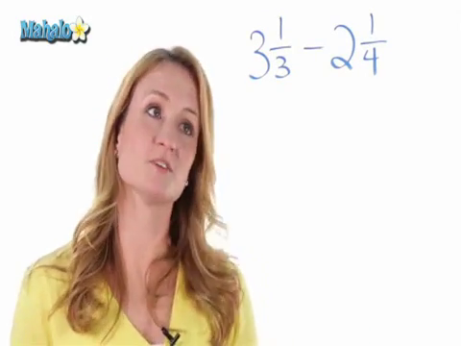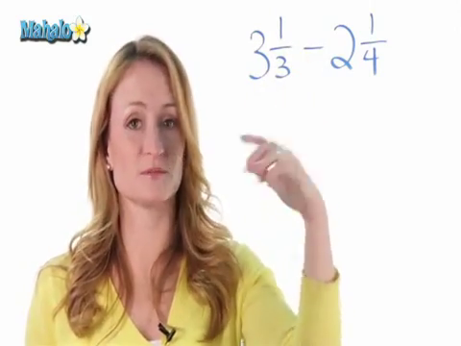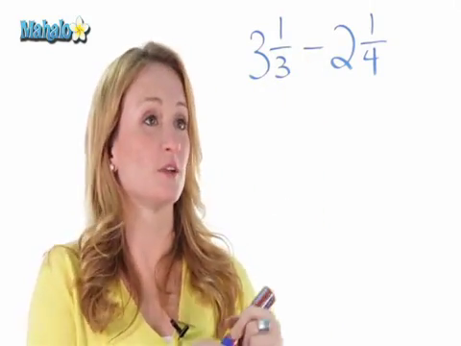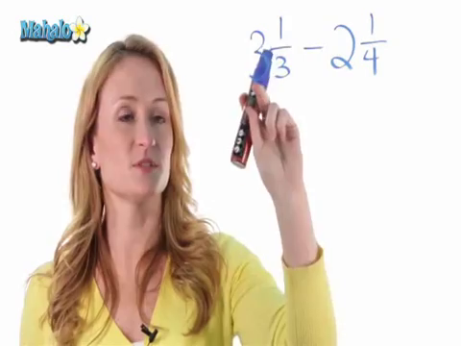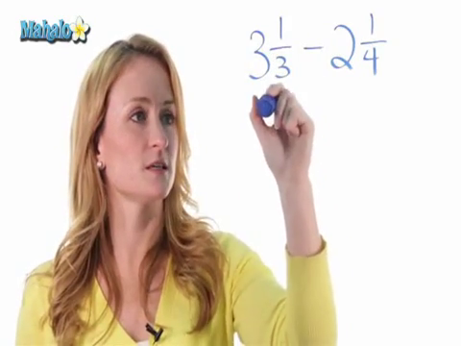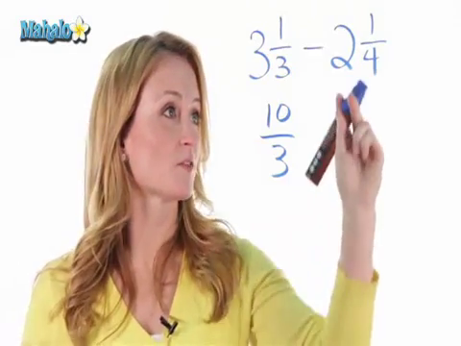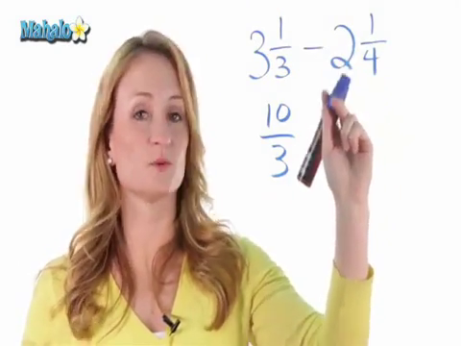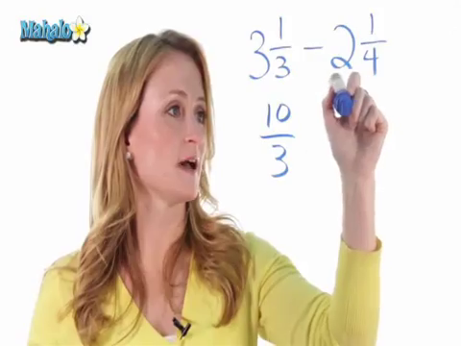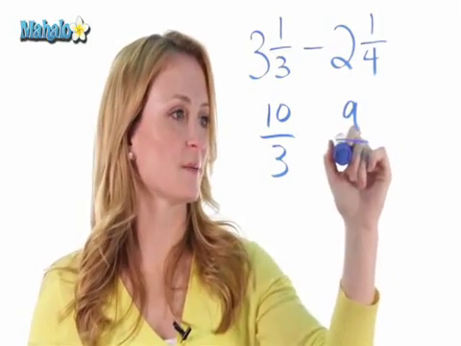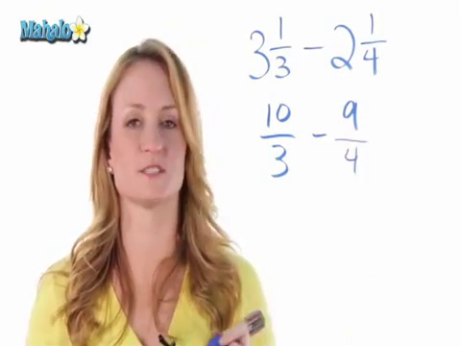First, we need to turn these mixed numbers into just fractions. And we know how to do that by saying 3 times 3 is 9, plus 1 is 10, over the same denominator. And over here we have 4 times 2 is 8, plus 1 is 9, over the same denominator. Bring down our subtraction sign.